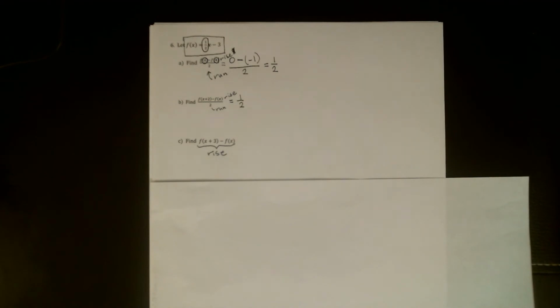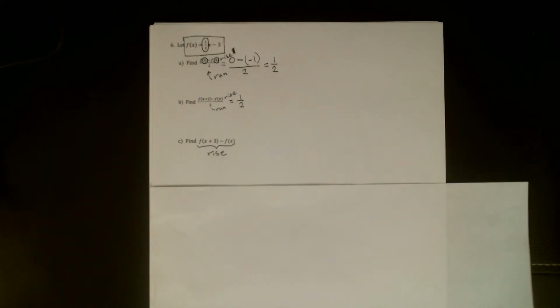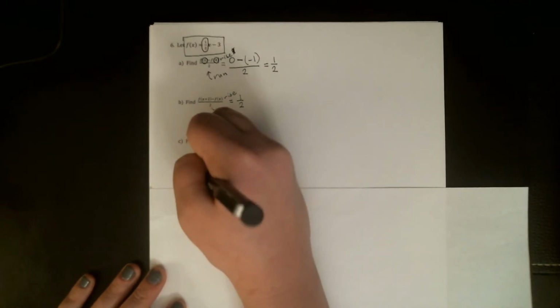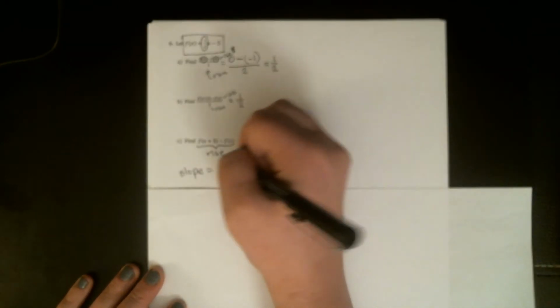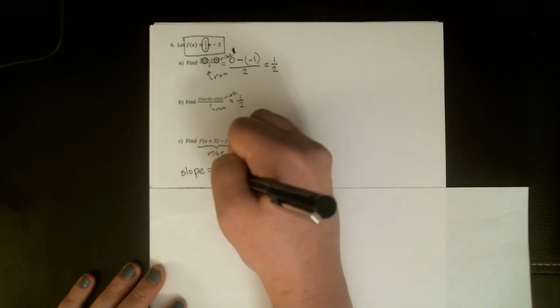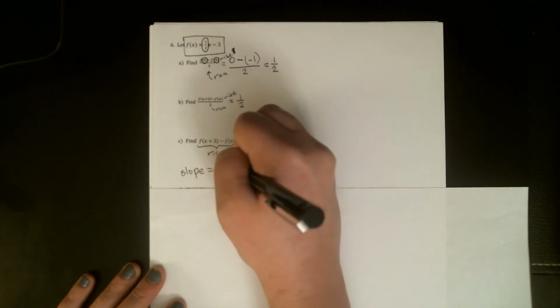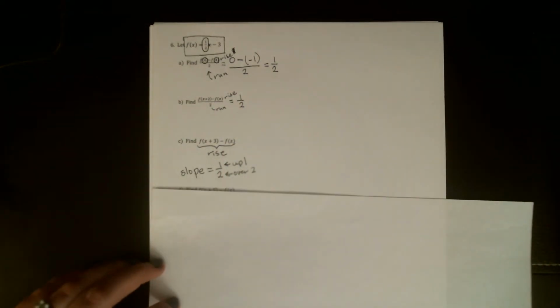And the only way I could figure out what the rise was is if I knew what the run was, because again, I know the slope of this equation. So this isn't asking me for slope, but I do need to use slope to answer the question. The slope is 1/2, which means every time you go over 2, you should go up 1, every single time.